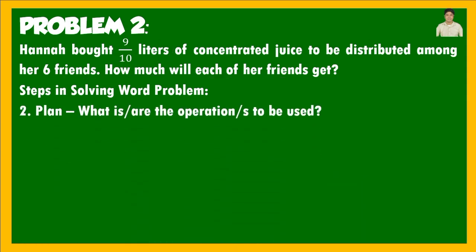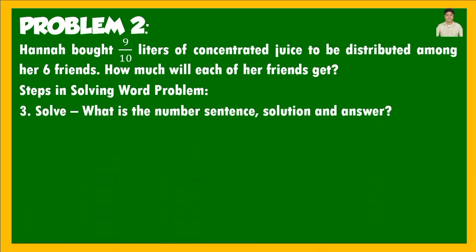Next, plan. What are the operations to be used? So, since we are distributing, okay, we are dividing 9/10 liters ng concentrated juice among 6 friends, kitang-kita naman na division po yung ating operation. So that is, we have to divide 9/10 liter by 6. So to solve, let us first write the number sentence followed by the solution and the answer. So number sentence muna tayo.